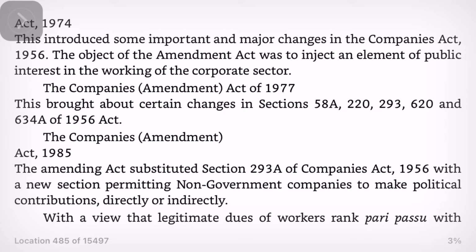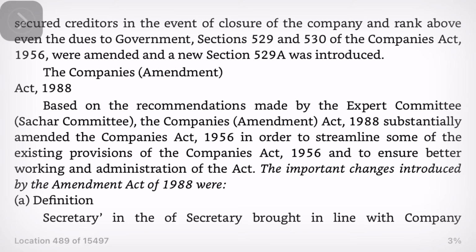The Companies Amendment Act 1985. The amending act substituted section 293A of the Companies Act 1956 with a new section permitting non-government companies to make political contributions, directly or indirectly, with a view that legitimate dues of workers rank pari passu with secured creditors in the event of closure of the company and rank above even the dues to government. Sections 529 and 530 of the Companies Act 1956 were amended and a new section 529A was introduced.